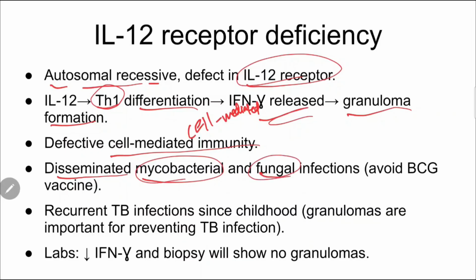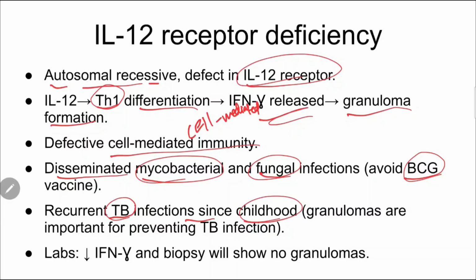So you have to know that granuloma formation is done especially by two infections, which are mycobacterial, where the most important example is going to be tuberculosis, or TB, and also fungal infection. So these are two that you really have to remember. Now, you also avoid the BCG vaccine, because the BCG vaccine is given for Mycobacterium species. Now, what is the most classical presentation? Recurrent TB infection since childhood.